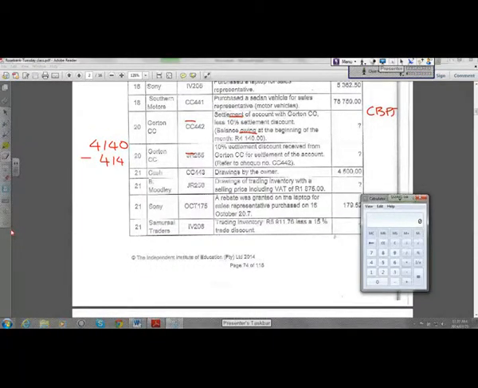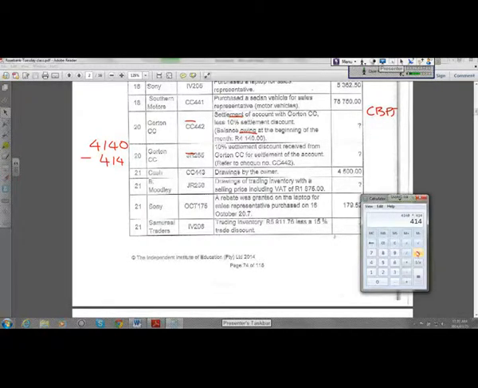So just to double check that we have the correct 10%, we're going to calculate the settlement discount which was given to us. We're going to say 4,140 times 10%. Right, so we have 414. Every time you calculate 10%, just take the last zero, and you've got your answer.